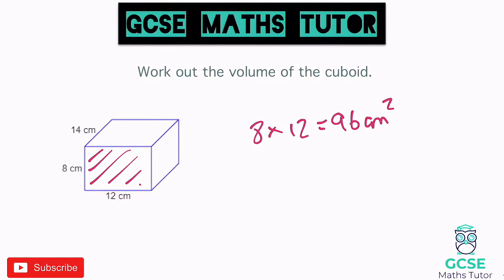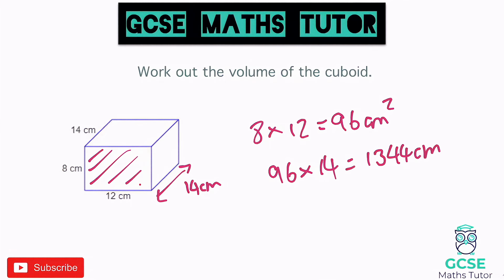And then to get the volume, we just times it by however far back the shape goes, which is the same as that 14 back there. So times that by 14, 96 times 14 will give us our volume. So 96 times 14 is 1,344. And it's a volume, so we put centimetres cubed, and that's how you work out the volume there.